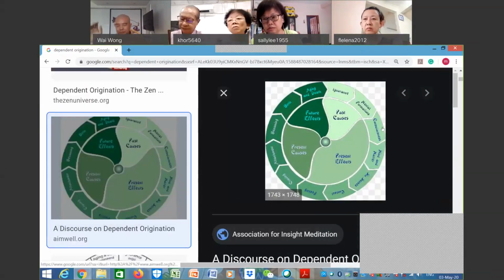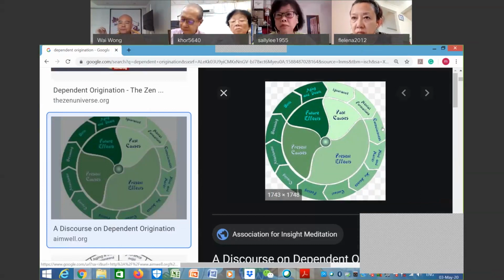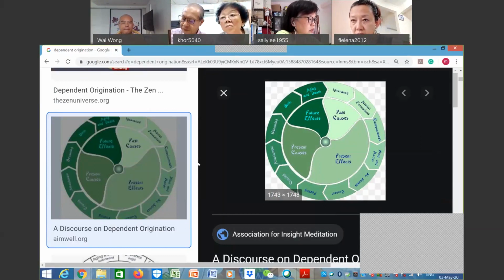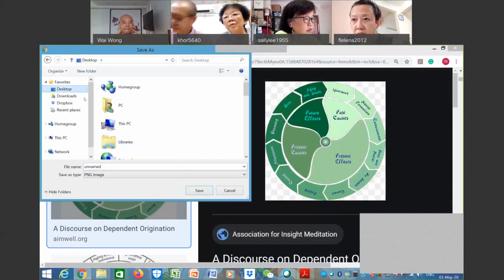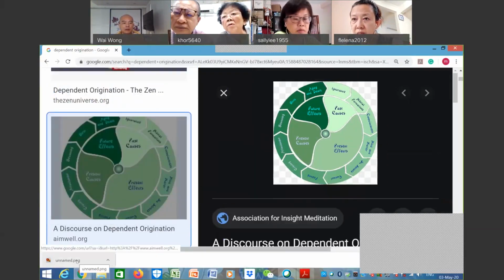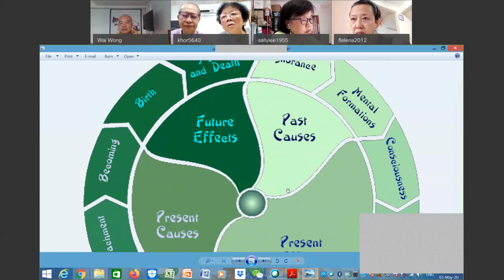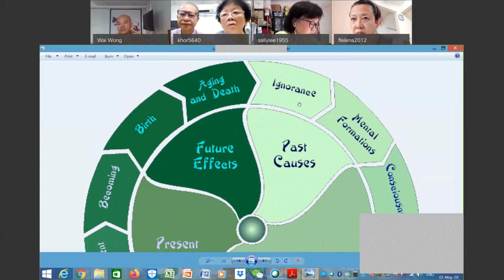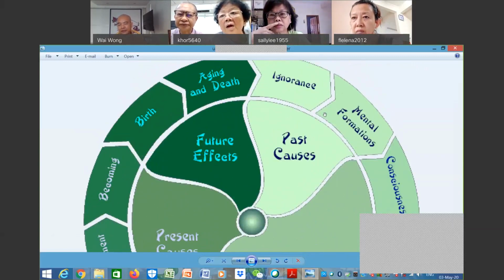Yes, please take a look. Check the paragraph. Which part are we now? Past cause, yes. Meaning to say that we're in the ignorance and mental formation. Am I right? And we are about at consciousness. Yes, that's right, we are in this part. Okay, how do we understand this part?